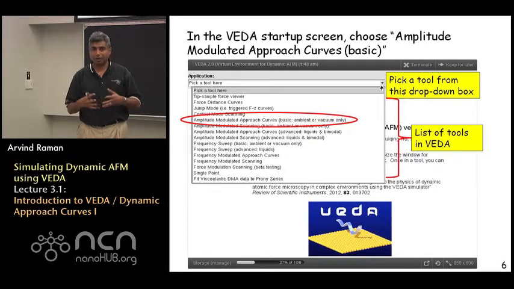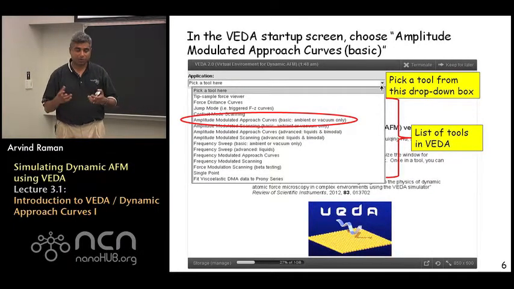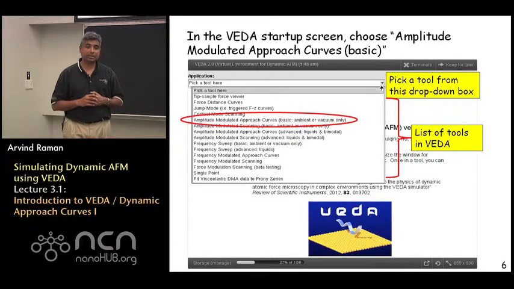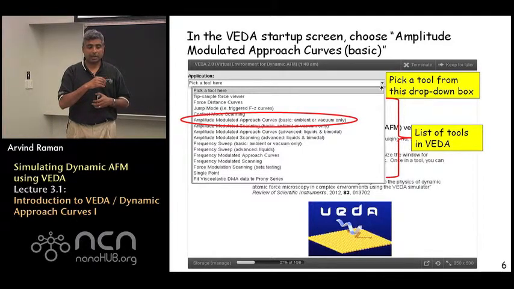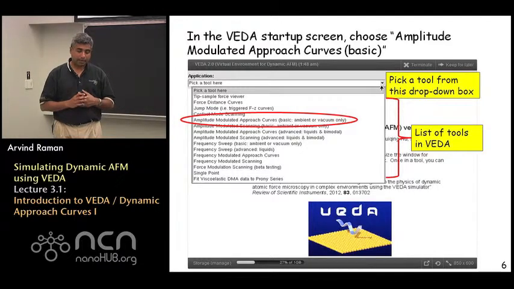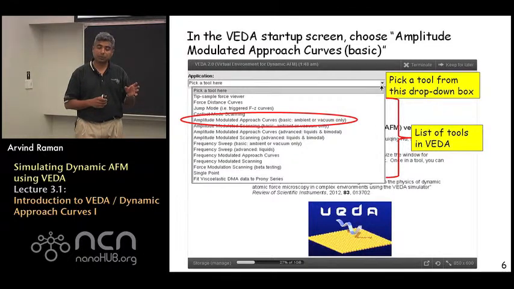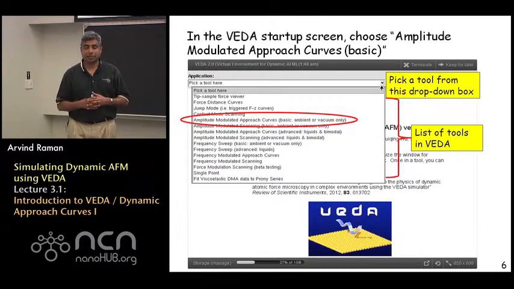There's something called the jump mode, which is related to force volume-like techniques. And then you have contact mode imaging, which you did study in part 1, especially with its relevance to how to choose feedback control parameters while scanning. And then you see this very long list which goes through frequency modulation techniques and so on. I just want to bring your attention first to amplitude modulated tools, which is basically tapping mode.